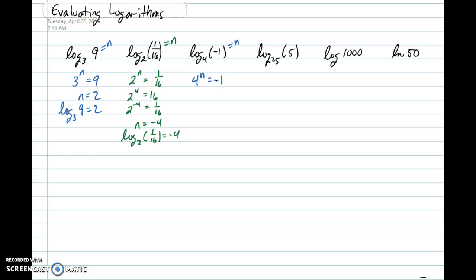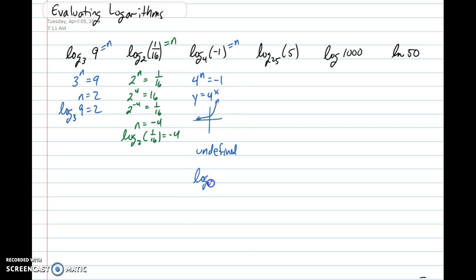And I think to myself, wait a minute, 4 to the nth power, that's always positive. Remember the range on y equals 4 to the x. The graph of that looks like this. The y value is never negative. So 4 to the n equals negative 1, I can't solve that. There is no value of n that's going to make it equal to a negative number. So this one is undefined. I can't take the log of a negative number.